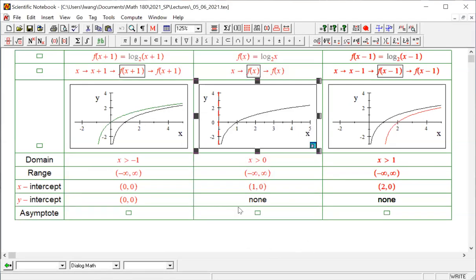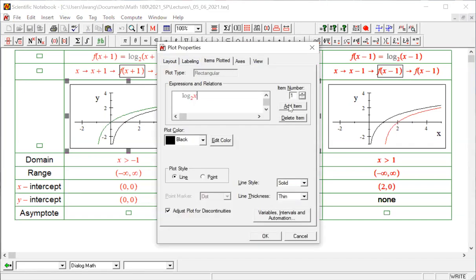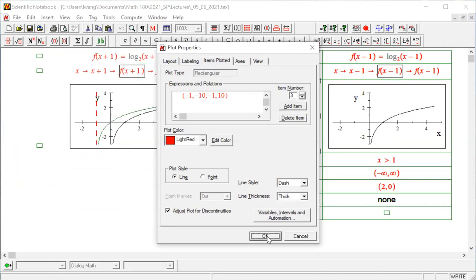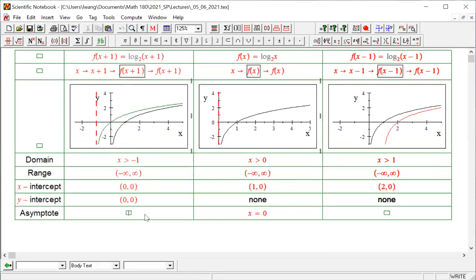Okay, so the vertical asymptote here is x equals 0. We all know that. How about the vertical asymptote here? x equals -1. Very good. You guys got it, right? So this is -1, and let's make it a red, thick, broken line. The equation is x equals -1.